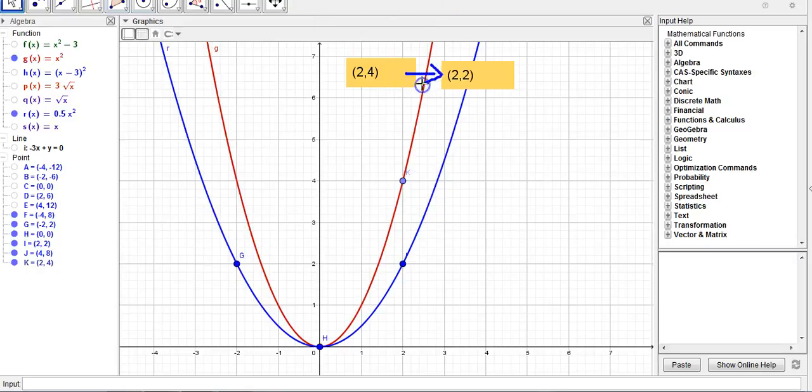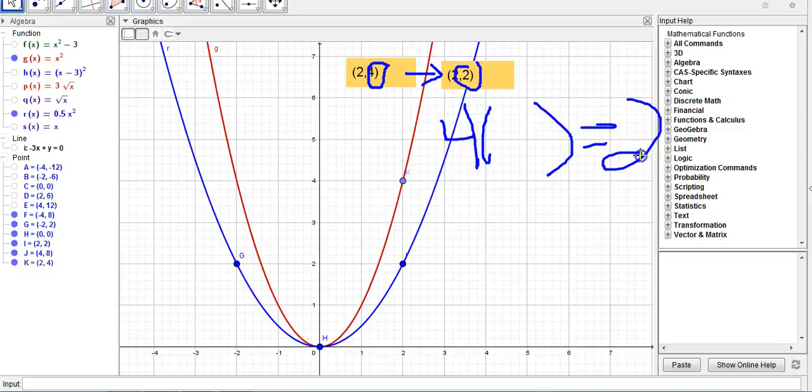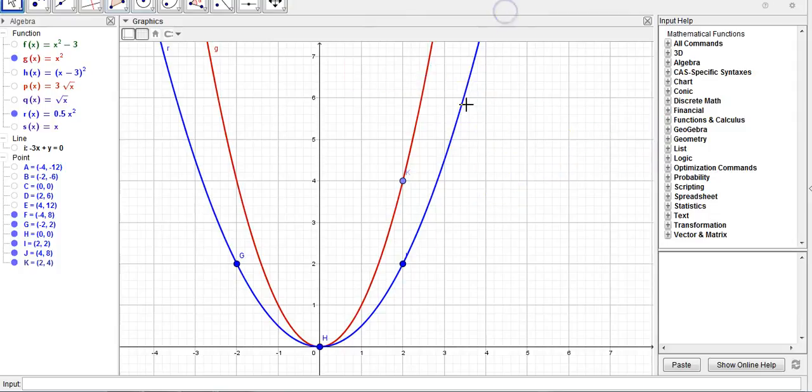What transformation happened here? We need to see which coordinate changed, which we can see is our y coordinate. It went from 4 to 2. So 4 times what is going to give us 2? 1/2. So we know that something is happening by a factor of 1/2. Well, if it's less than 1, it's got to be a compression. So is it a vertical compression or a horizontal compression? Well, if it was a horizontal compression, we would be pushing in towards the y-axis, and that is definitely not happening.